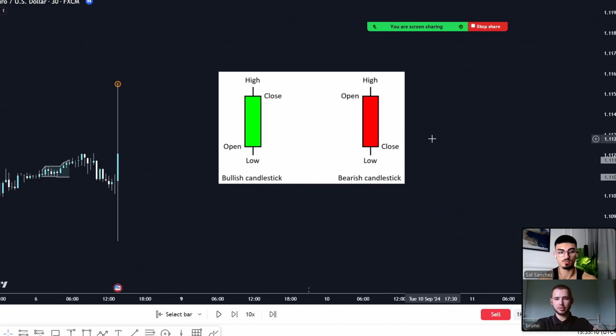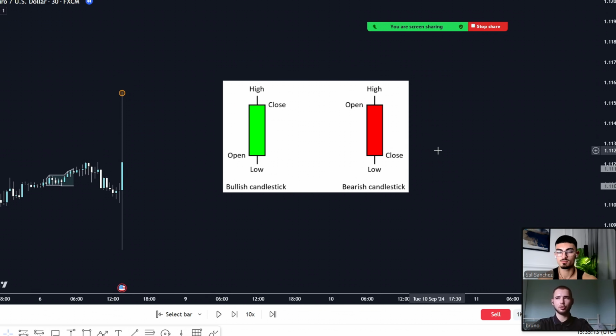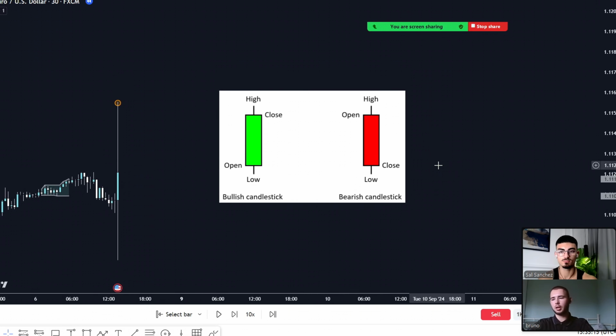Also, red actually increases your heart rate. It's really proven to just increase your heart rate, so you're going to stress.